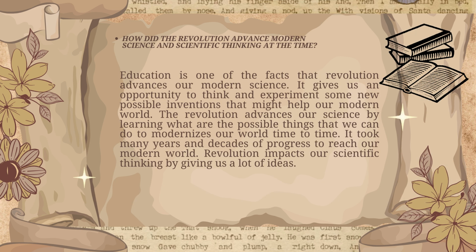How did the revolution advance modern science and scientific thinking at the same time? Education is one of the ways the revolution advances our modern science. It gives us an opportunity to think and experiment on new possible inventions that might help our modern world. The revolution advances our science by teaching us the possible things we can do to modernize our world from time to time. It took many years and decades of progress to reach our modern world. Revolution impacts our scientific thinking by giving us a lot of ideas.